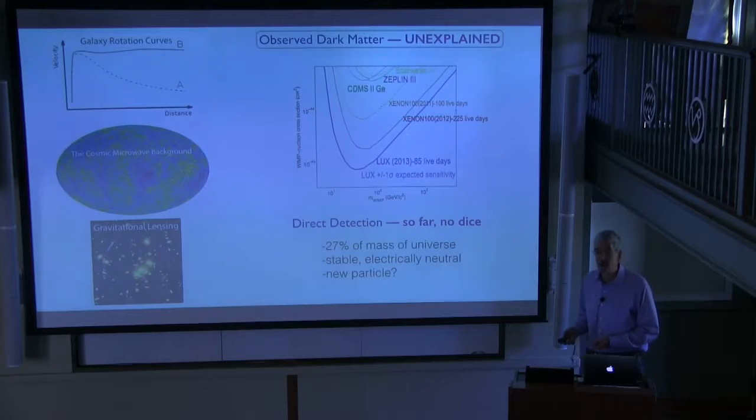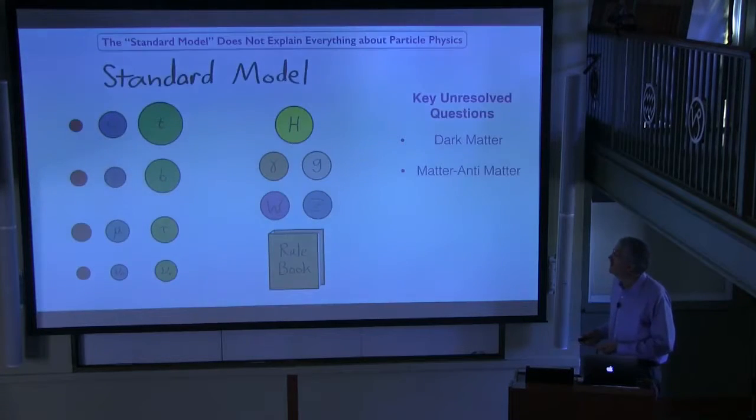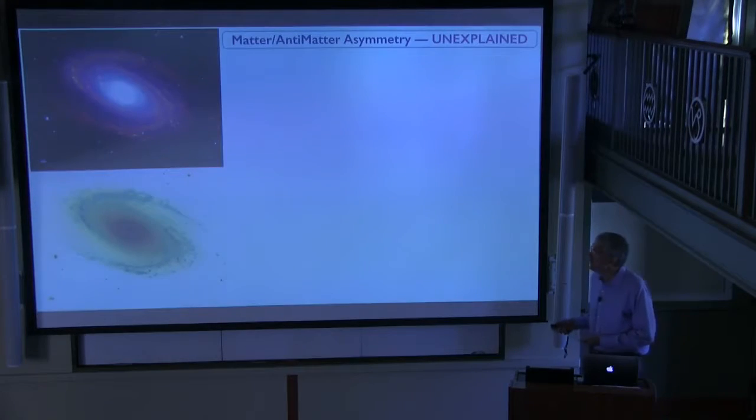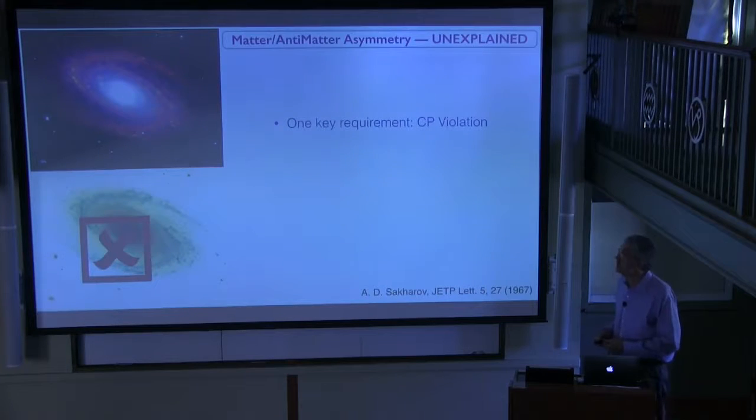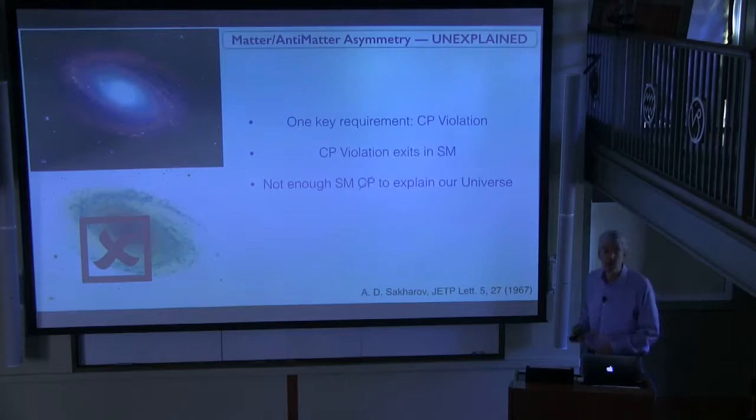So this is a pretty big unanswered question in physics, which the standard model does not address. Another key unresolved question is the matter-antimatter asymmetry. So we live in this kind of universe, not this Star Trek-type anti-universe. And there's a general framework for describing how this might have come to be, given by Sakharov. One key ingredient for that is CP violation, or time reversal violation under CPT symmetry. CP violation exists in the standard model. It's been seen. But there's not enough CP violation in the standard model to explain our universe. There's just not enough matrix element there, so to speak.